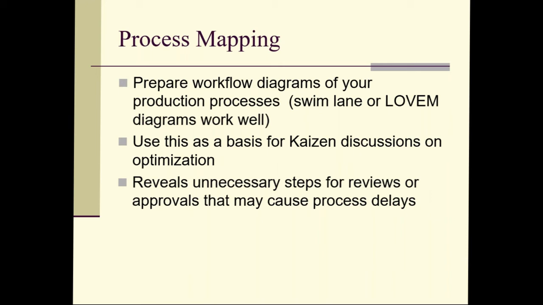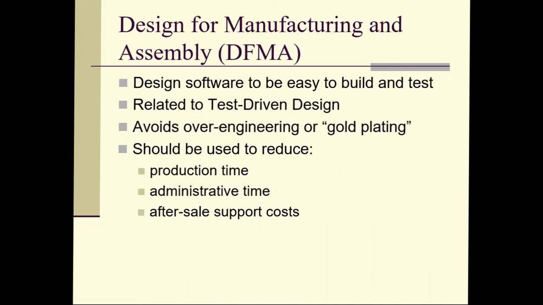You can look at those workflow diagrams and determine what steps are candidates for improvement. Are there sign-offs that can be combined? Are there steps that aren't necessary anymore because of improvements in quality or reliability in other production areas? Right? So look at those process maps as a way of improving your overall throughput.